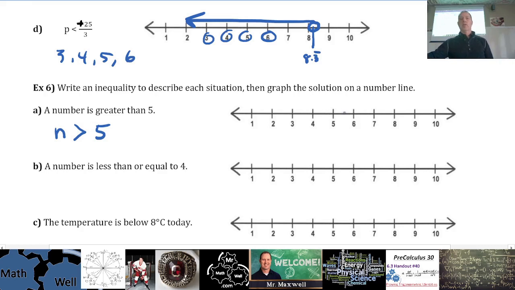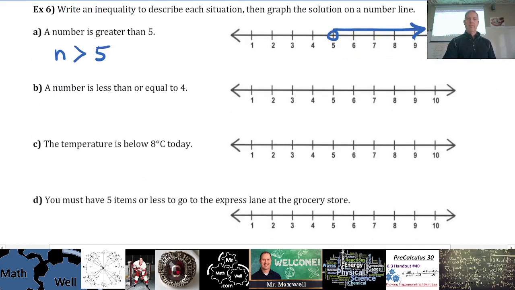Okay. So I'm going to put an open or hollow circle around 5 on the number line. And then n should be everything that's bigger than. So I'm going to put an arrow to the right. Arrow to the right. Okay.